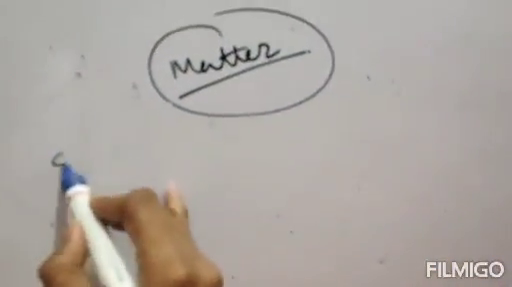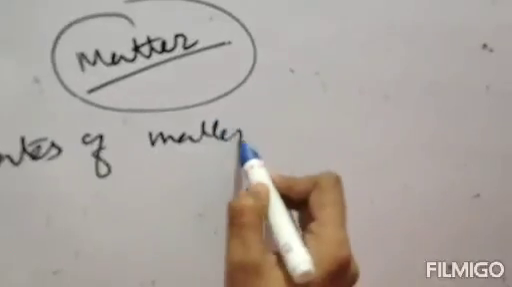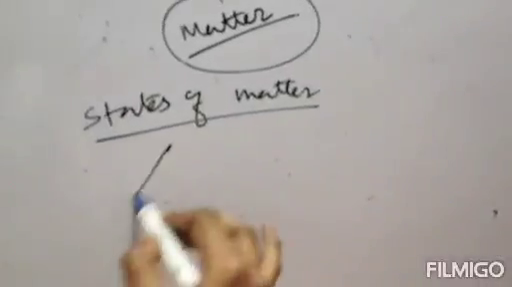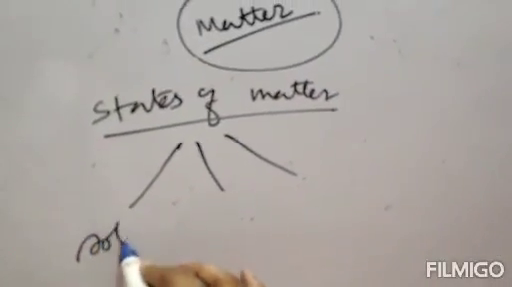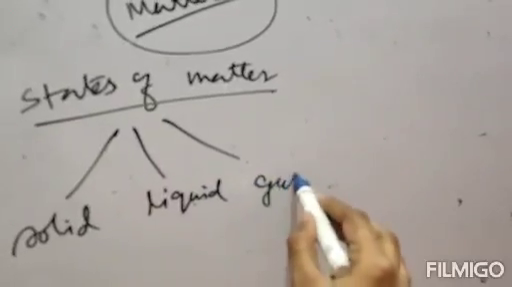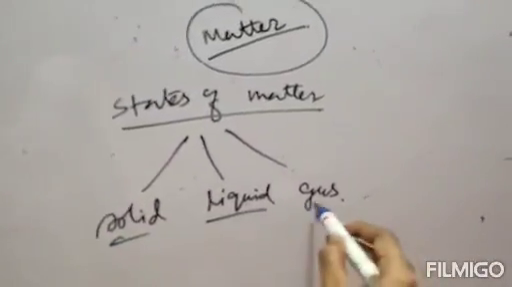Now we will study states of matter. Now there are three states of matter. One is solid, another one is liquid, and the third one is gas. Three states of matter. One is solid, one is liquid, and another one is gas.